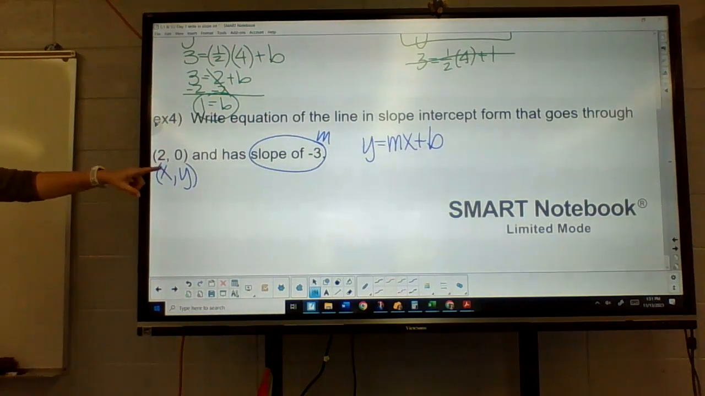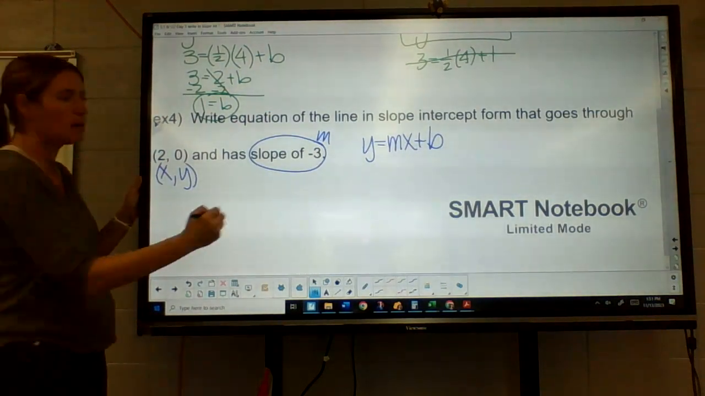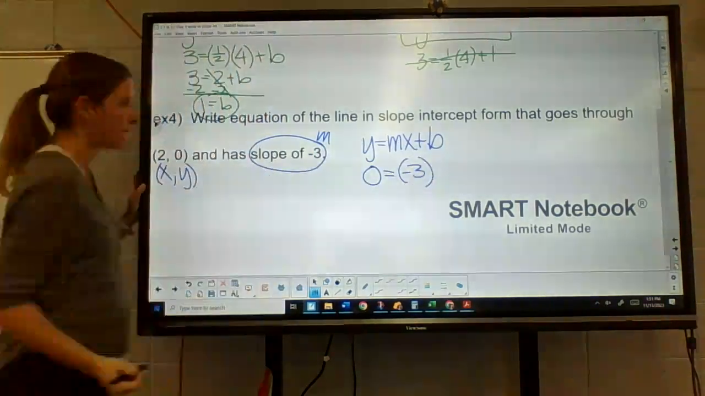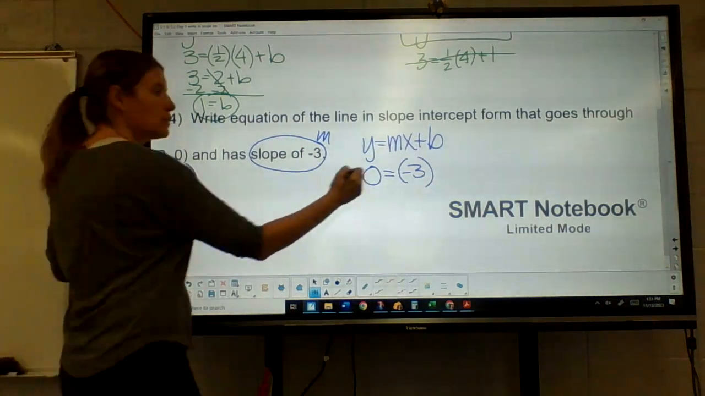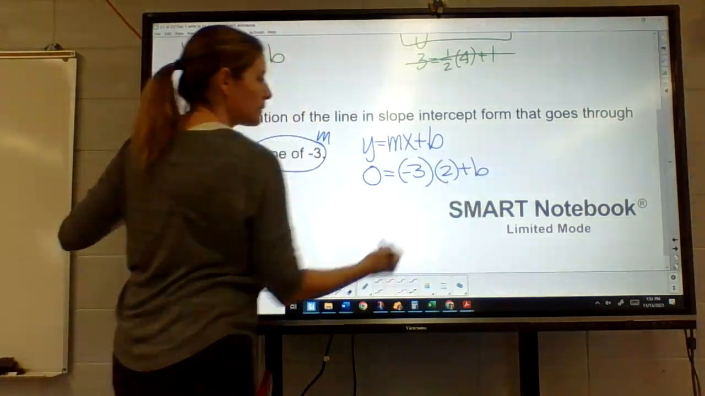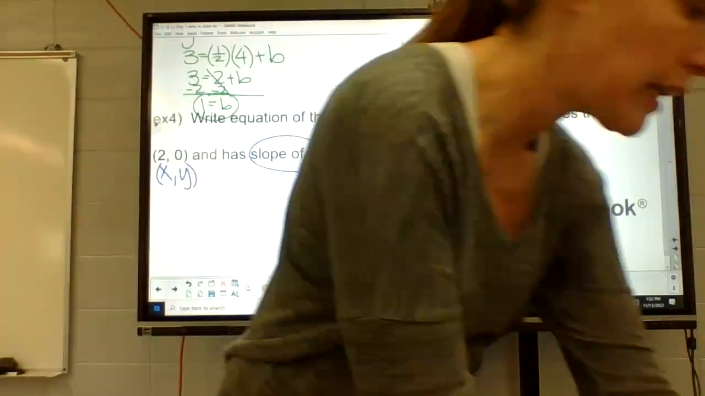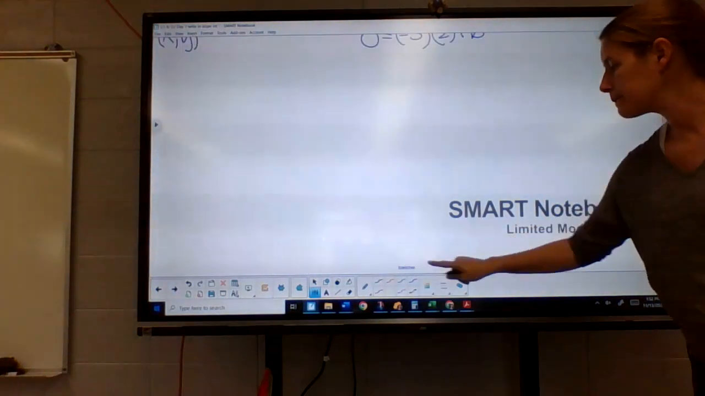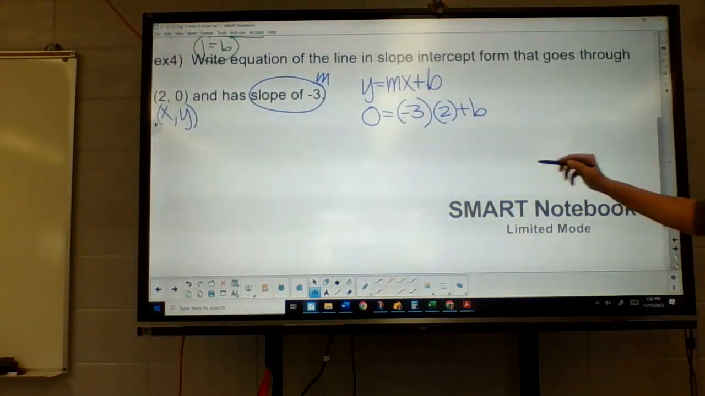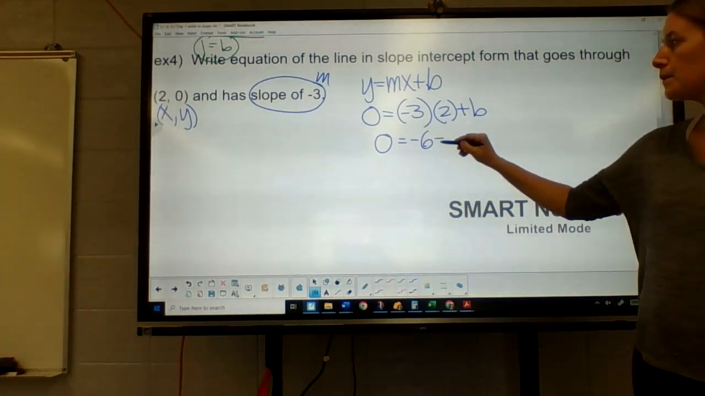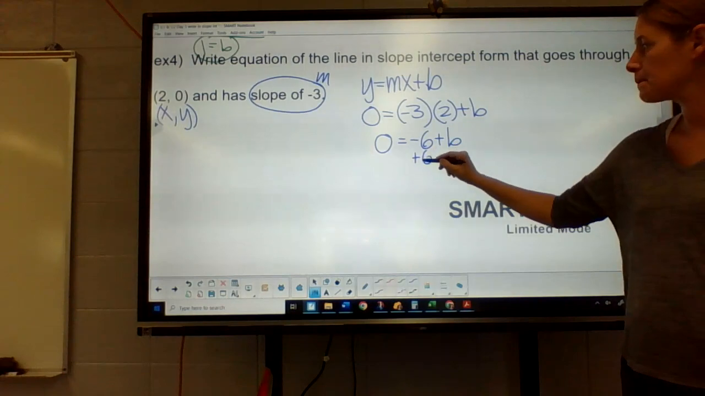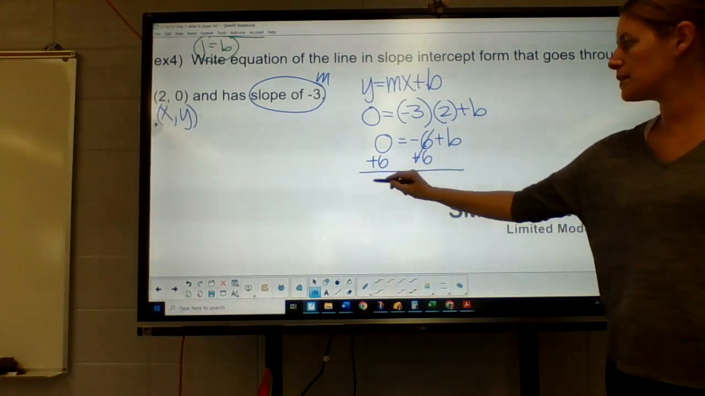So my y here is 0. Putting the 0. My m is -3, times my x is 2, plus b. So I multiply -3 and 2 together, and I get -6. But again, I want to solve for b. So we're going to move this 6 over. So 0 and 6 is just going to be 6. That's our b.